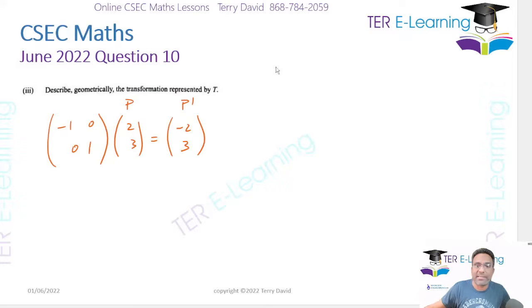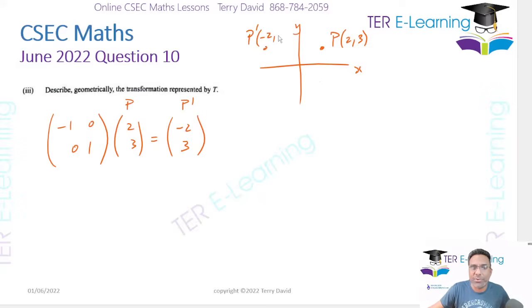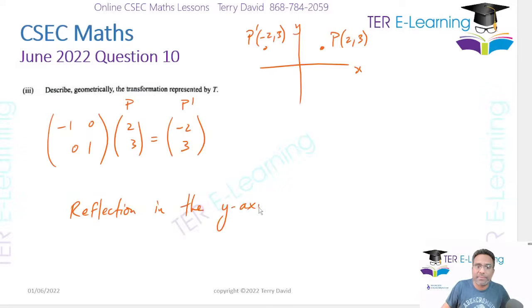So let me do a little quick sketch here to see what's happening. So this is Y, this is X. My starting point is 2, 3, right? And then what happened? P prime is going to be minus 2, 3. Minus 2, 3 is going to be here. P prime is minus 2, 3. So therefore, what has happened there is that, so they said describe the transformation. It's a reflection in the y-axis, right? Or the line x equals 0. That's what they're looking for here.